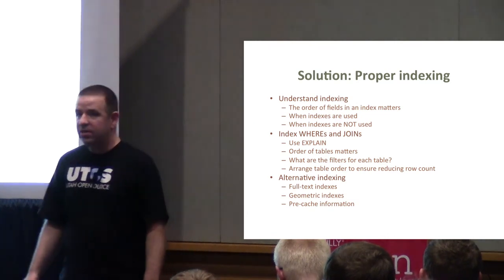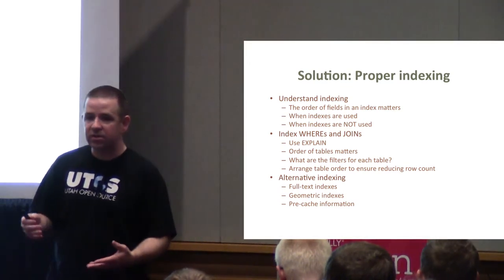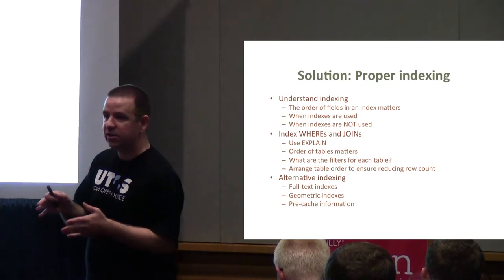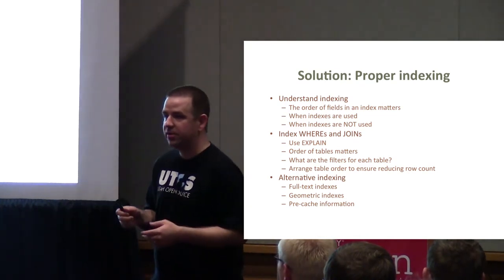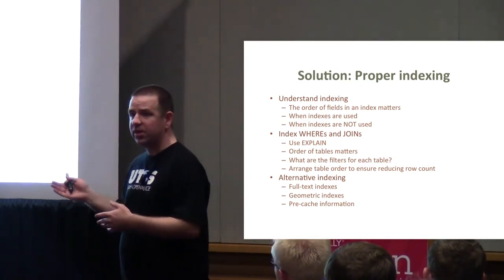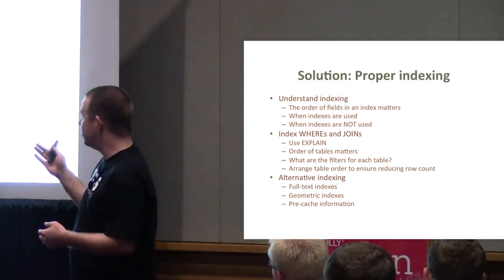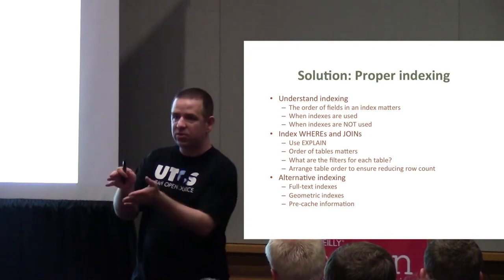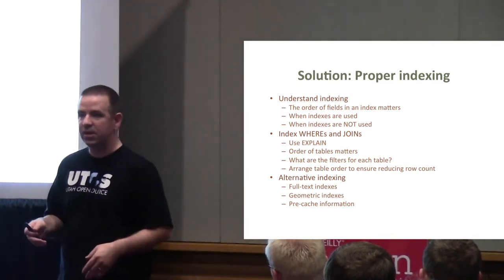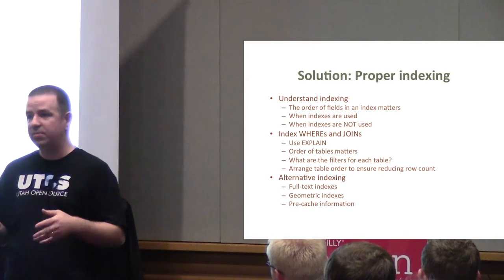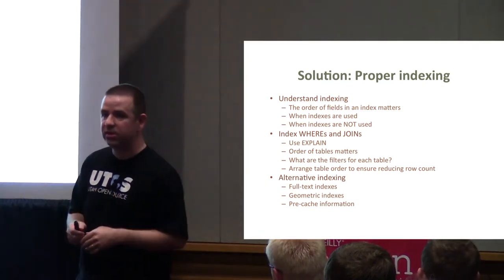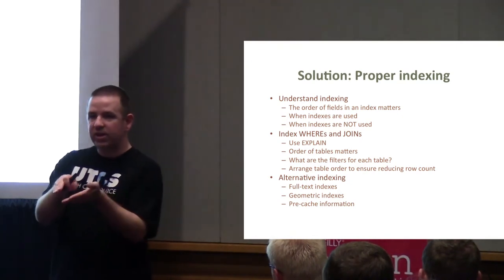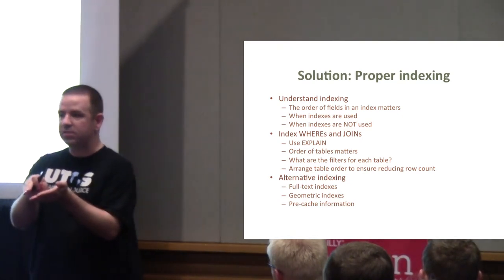So you want to focus on indexing things that will reduce the size of the data set that's coming back, especially when you're getting into joins. With your wheres, you want to index things so that you're reducing as quickly as possible. For example, if you've got a multi-table join, on the first table in that join you want as few rows returned as possible.